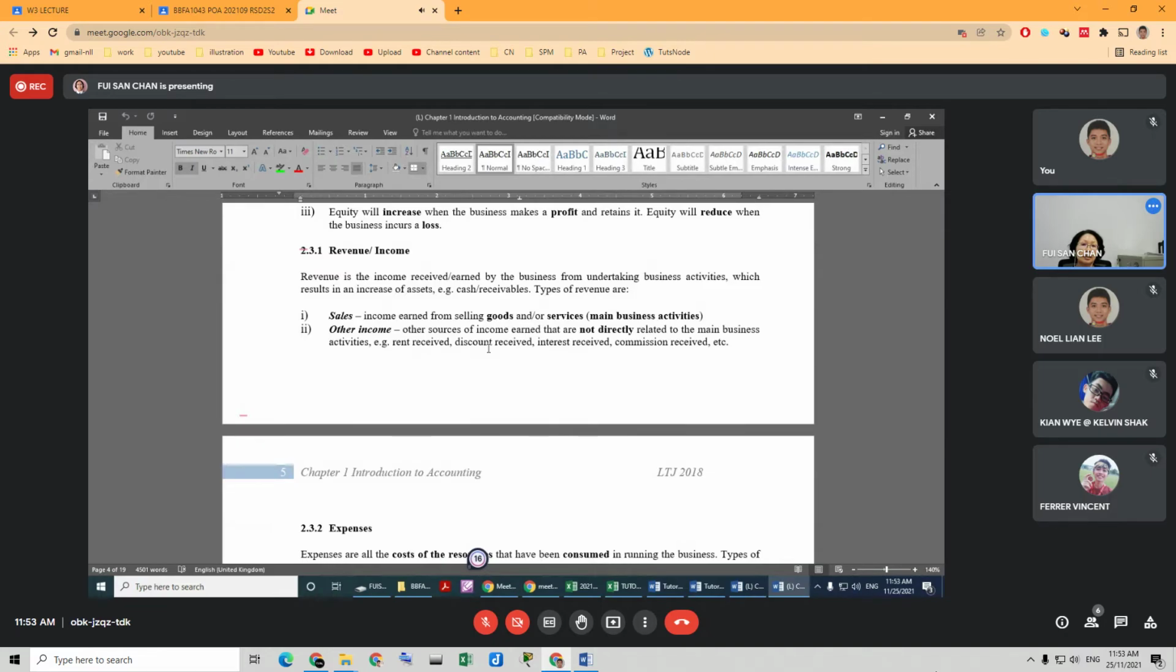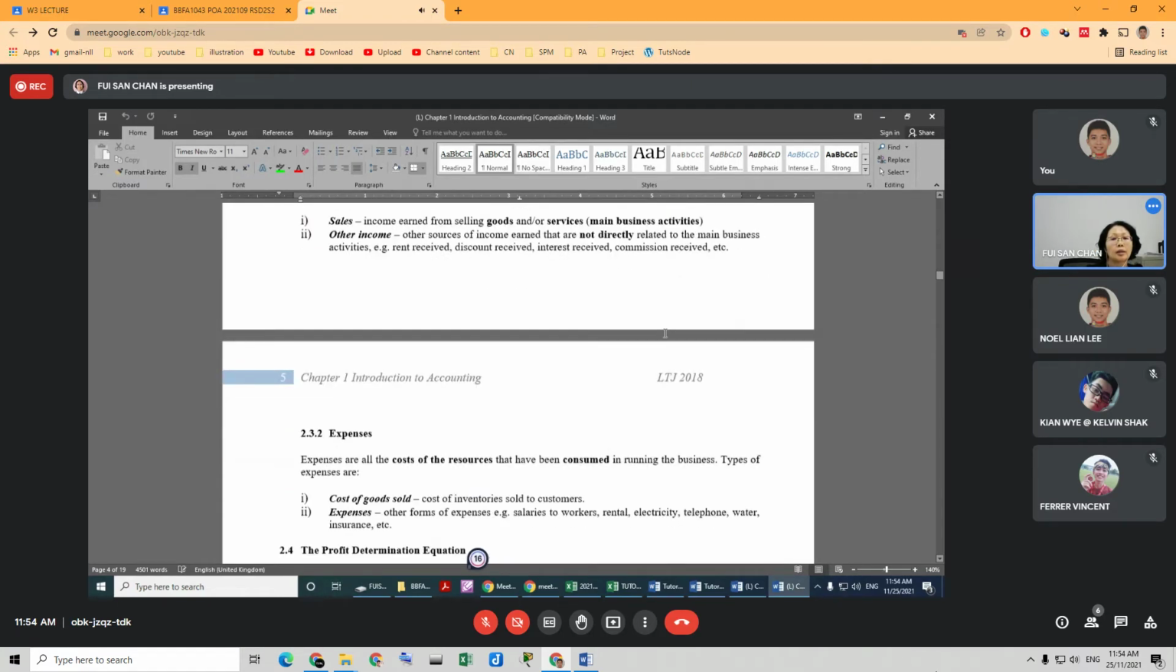Now, other income here refers to, let's say you are buying and selling tire, and your tire shop is huge. So maybe you rent out a quarter of your space and then you collect rental. This rental that you collect is not your main business activity, right? Your main business activity is to buy and sell tire. So this rental income is called other income. You have to differentiate between the main business activity or not.